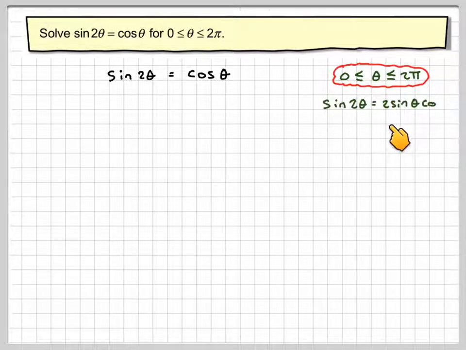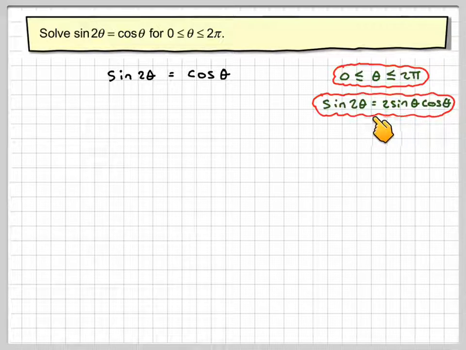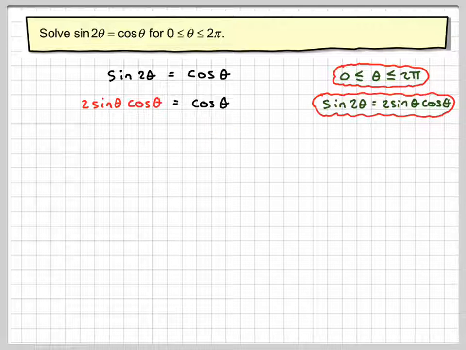Now sine 2 theta is 2 sine theta cos theta. There's only one formula. So we're going to replace this because we've got 2 theta and cos, so we just want everything in terms of theta. So we've got 2 sine theta cos theta is equal to cos theta.